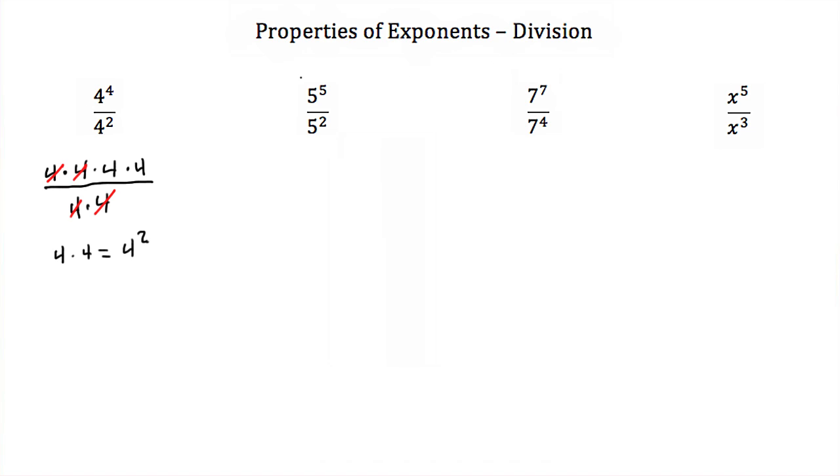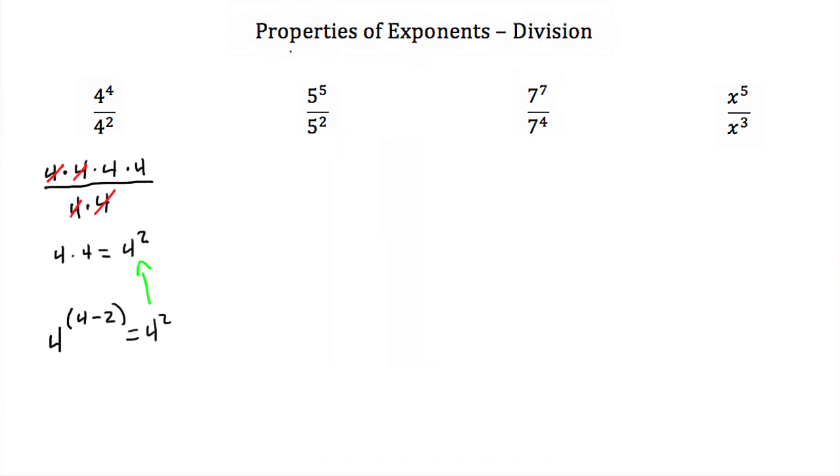Now, if we use the properties of exponents, when we divide, we can just subtract our exponents. So if you have 4 to the 4th divided by 4 squared, you can turn that into 4 to the 4 minus 2 power, or 4 squared, which is what we got before.